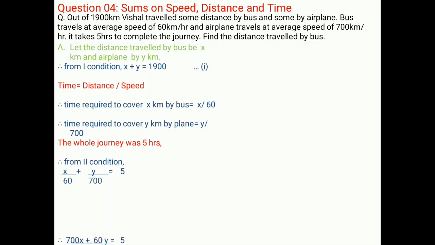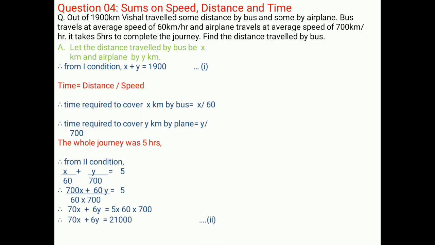Therefore, (700x plus 60y) upon (60 into 700) is equal to 5. Sending 60 into 700 to the other side of the equal to sign, I get 70x plus 6y is equal to 5 into 60 into 700. Therefore 70x plus 6y is equal to 21,000. This is my equation number 2.